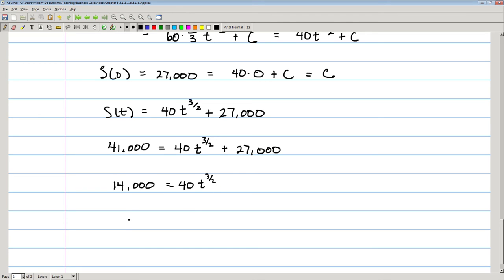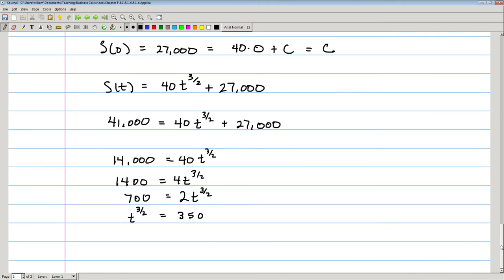Okay, so we will divide both sides by 40. Let's divide both sides by 10. 1400 is 4 t to the 3/2. Divide both sides by 2. 700 is 2 t to the 3/2. So I guess t to the 3/2 power is going to be 350. Well, this isn't going to be a nice number.